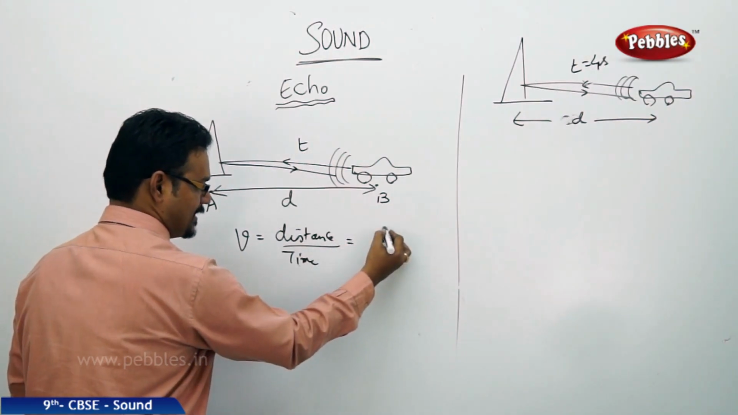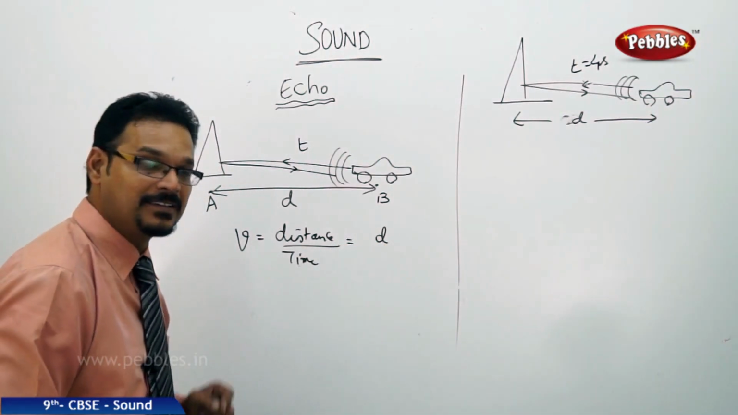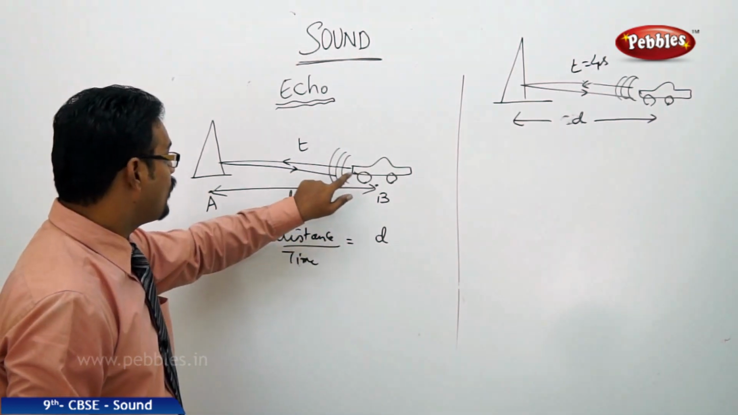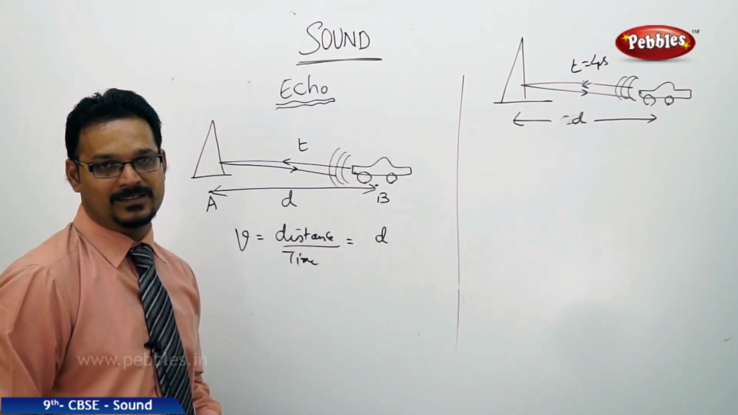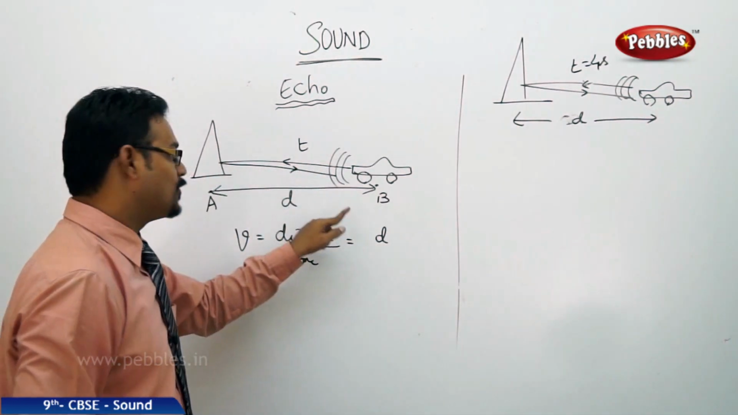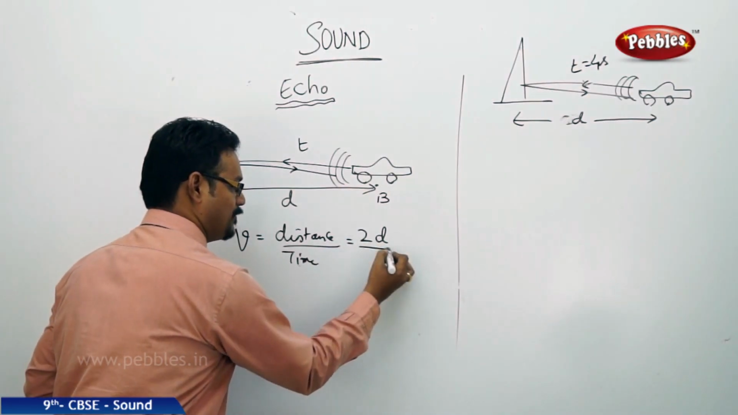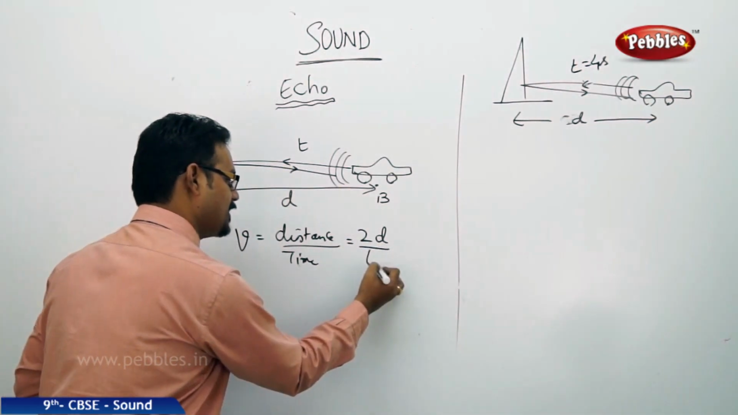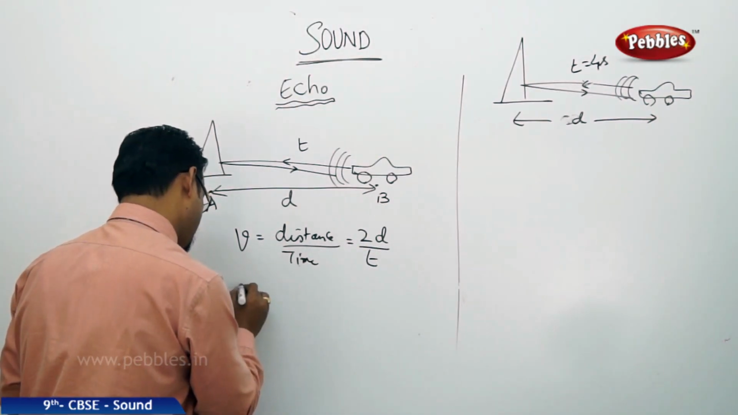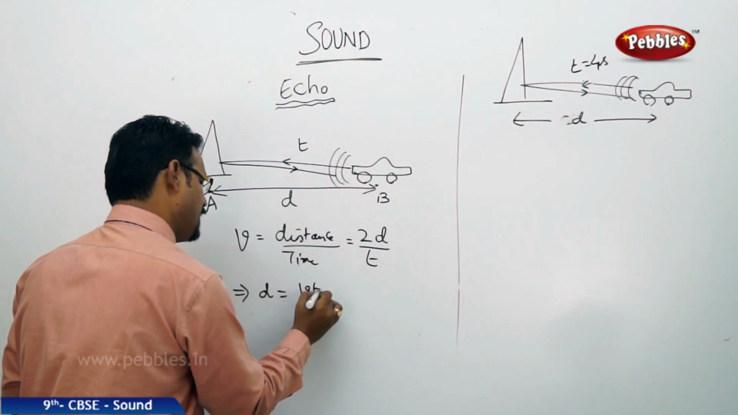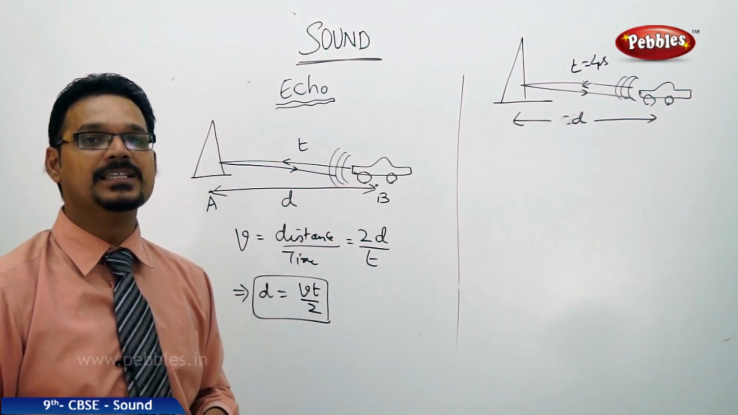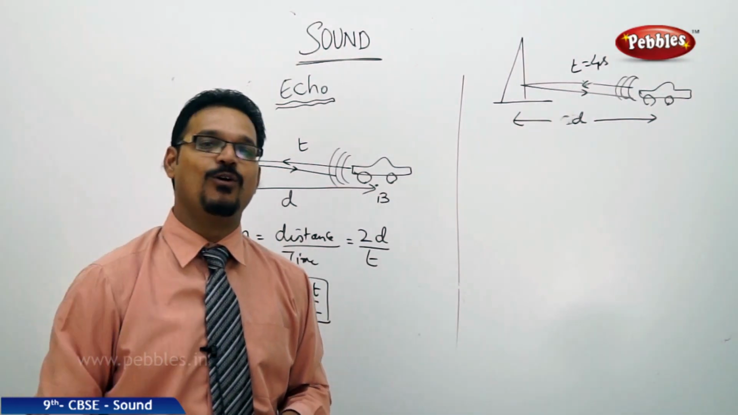Now, if I write distance d, I'm not correct, because d means only one wave's distance, but here you need to consider the first wave and the reflected wave both. So d plus d, which is 2d, by the time taken t. Therefore v equals 2d by t, which implies d equals vt by 2. So this is the formula for finding the minimum distance to produce an echo.